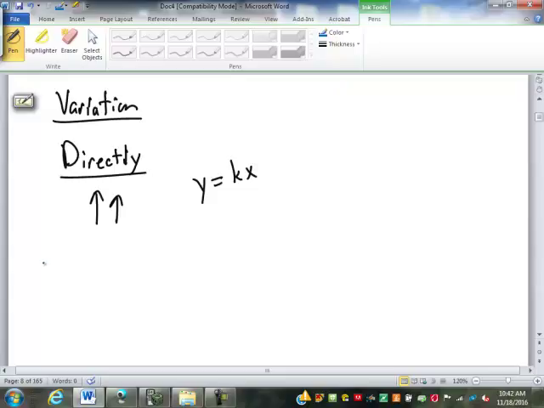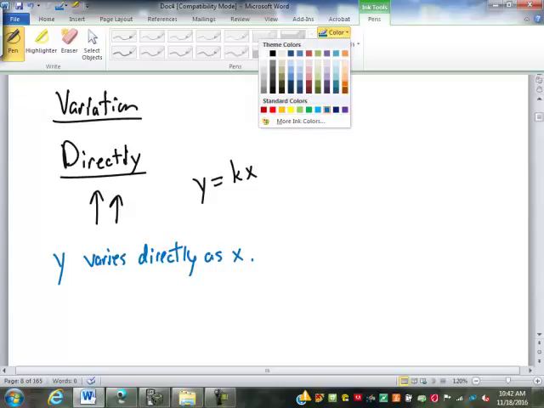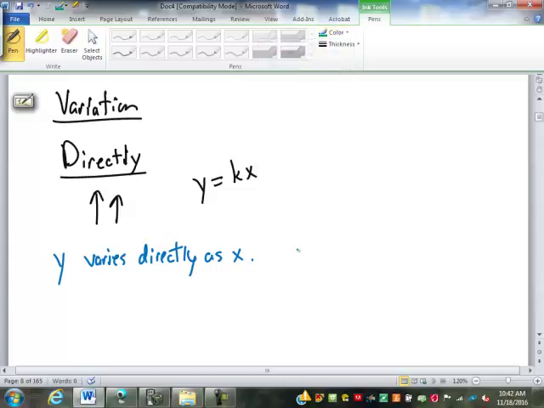So if we are told that y varies directly as x, what that is telling us is the relationship between y and x is that y equals a constant times x.